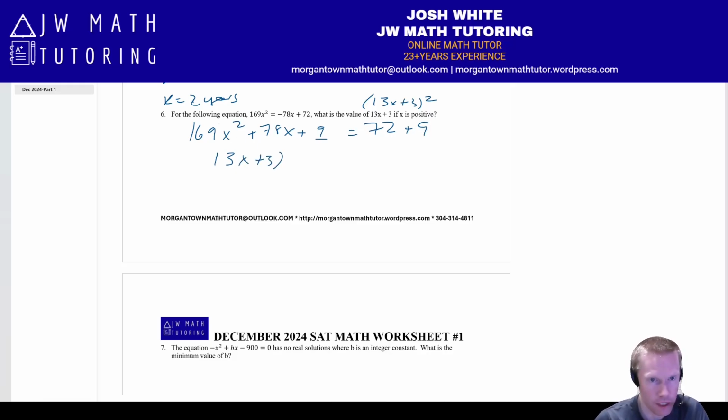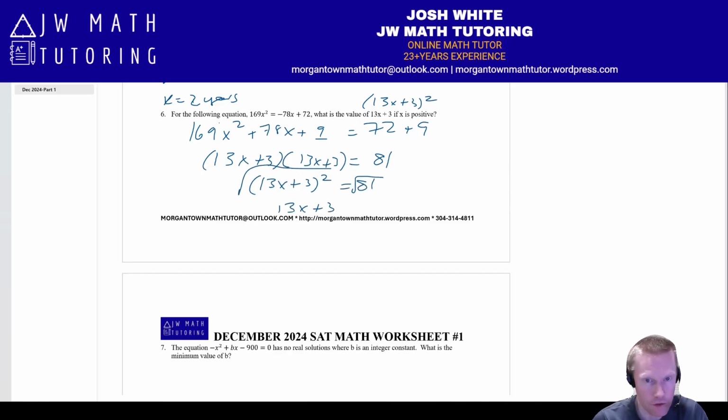and then that would give you 13x plus 3 quantity squared on the left. Right side you get 81. And now you can square root both sides, and 13x plus 3 is equal to plus or minus 9, but if they tell you that the x is positive, well, then obviously it has to be the positive 9 for your answer. Okay, so the correct answer is 9.